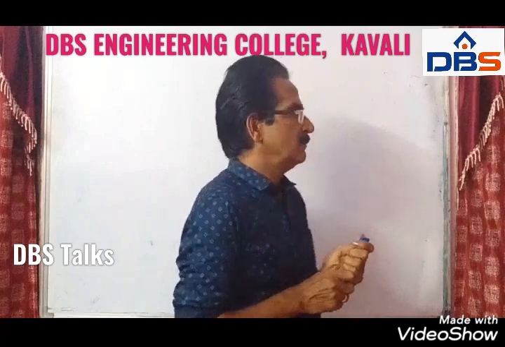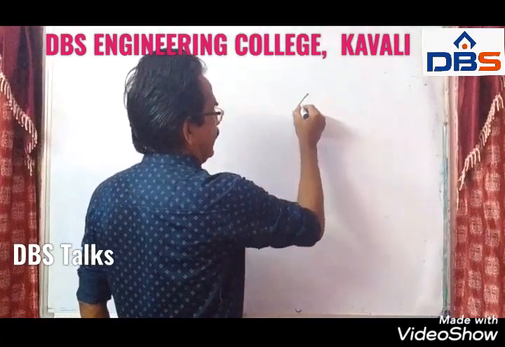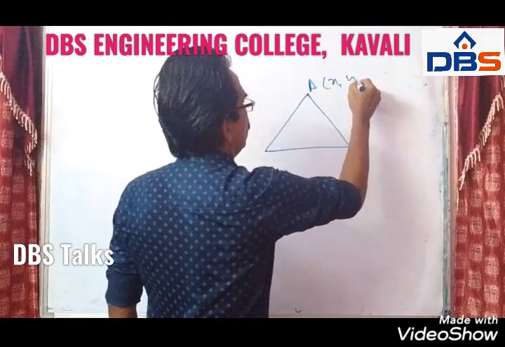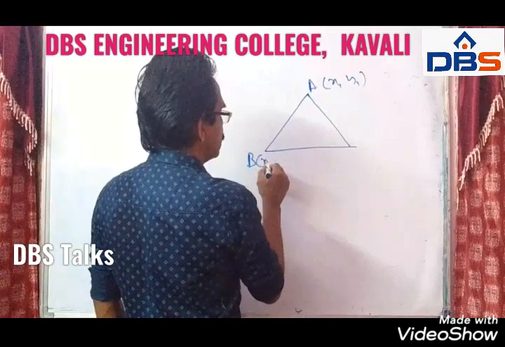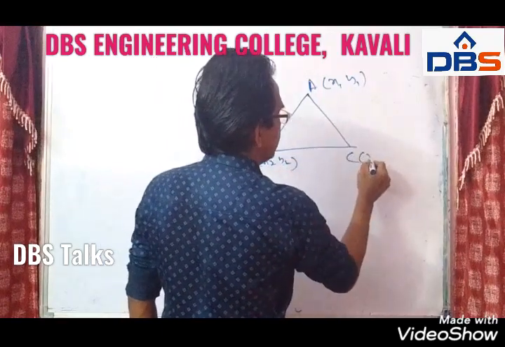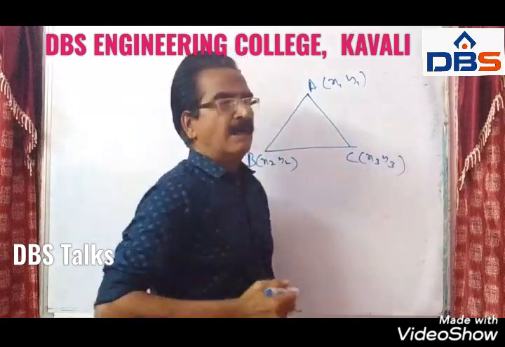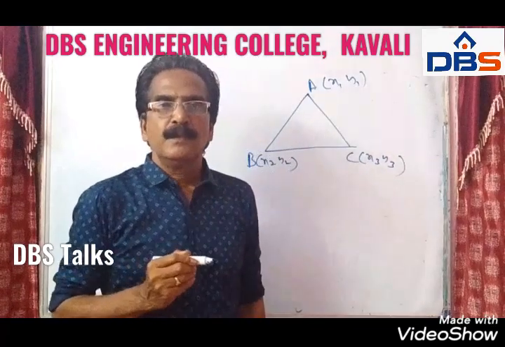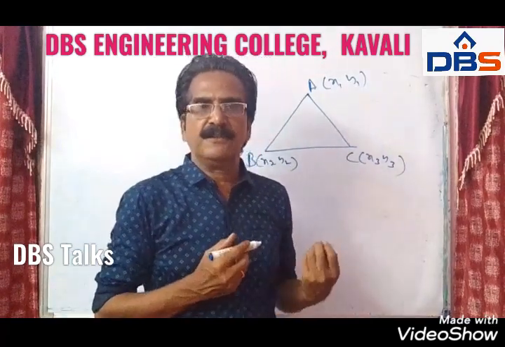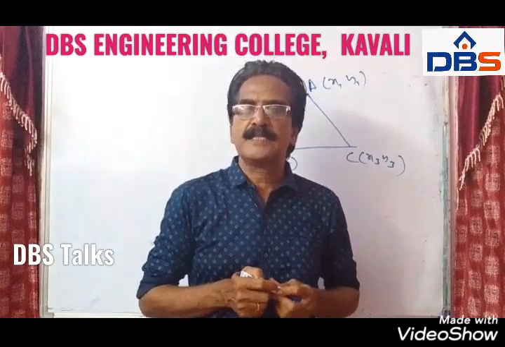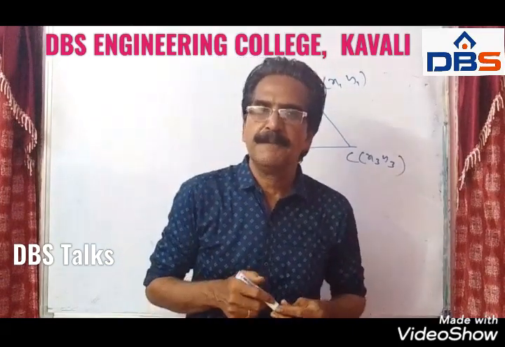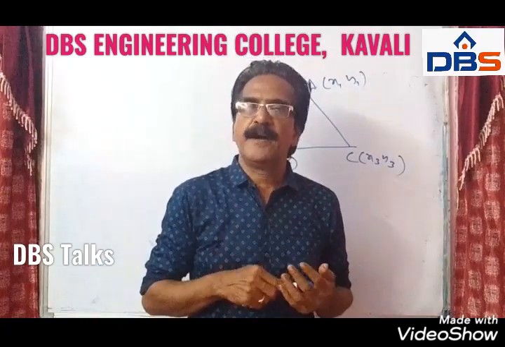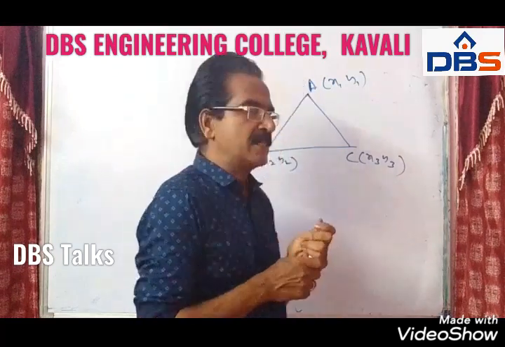Centroid of a triangle. A (x1, y1), B (x2, y2), C (x3, y3) are the three vertices of a triangle. You might know the definition of centroid. What a centroid is: centroid is the point of intersection of medians.